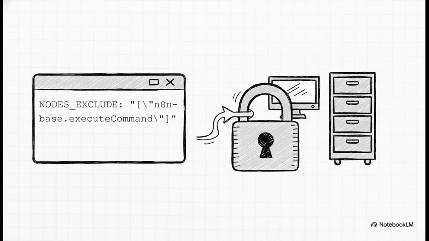So how do we shut this down? The good news is n8n gives you a kill switch. It's an environment variable called nodes exclude. You just tell it which nodes you want to banish and poof, they're gone. It's a simple, direct way to remove those internal threats before they can ever become a problem.